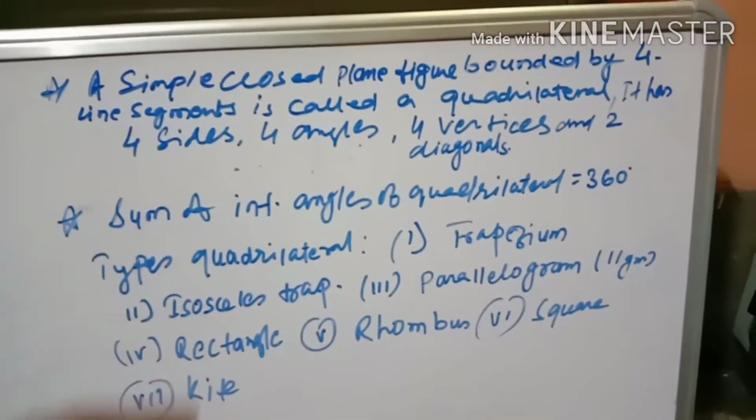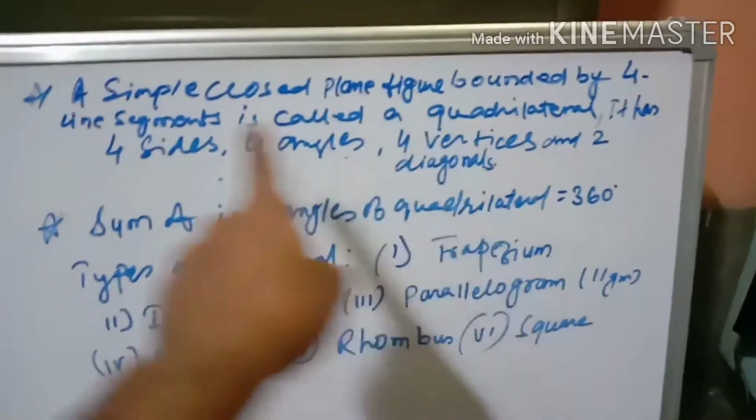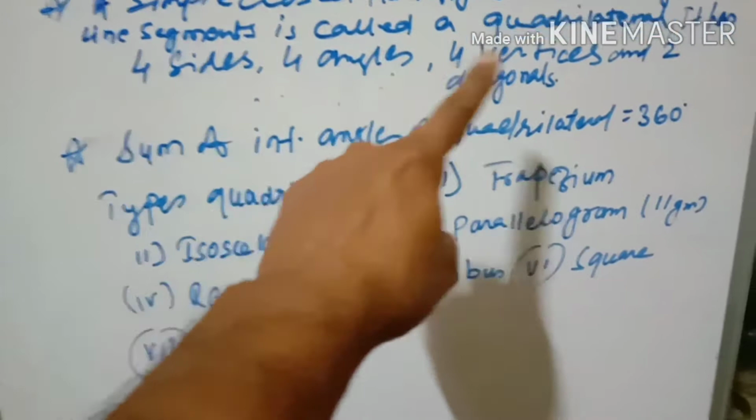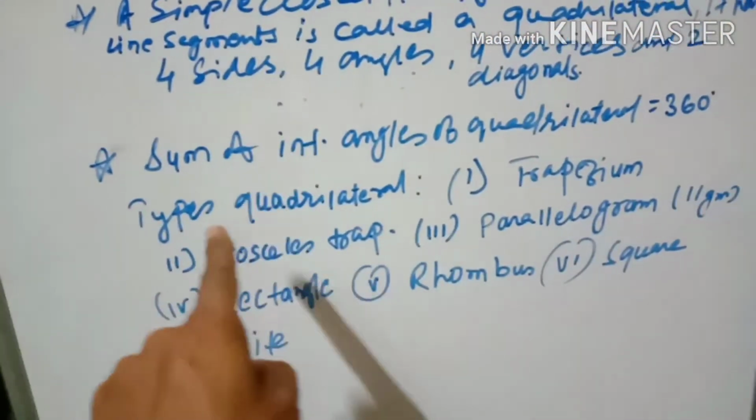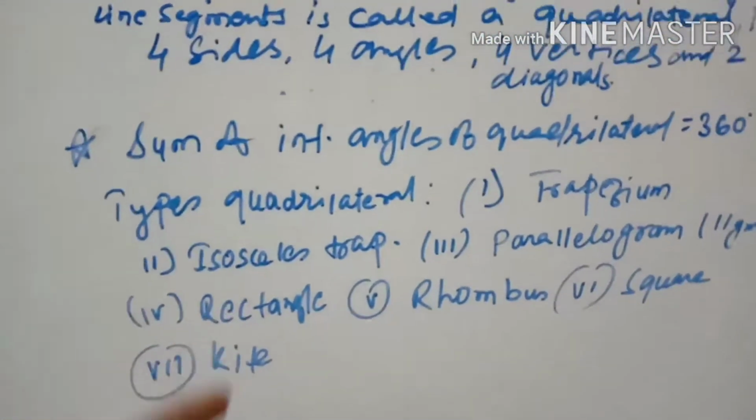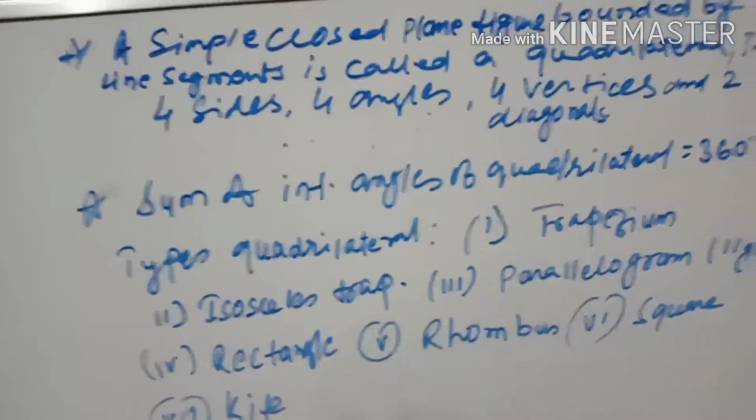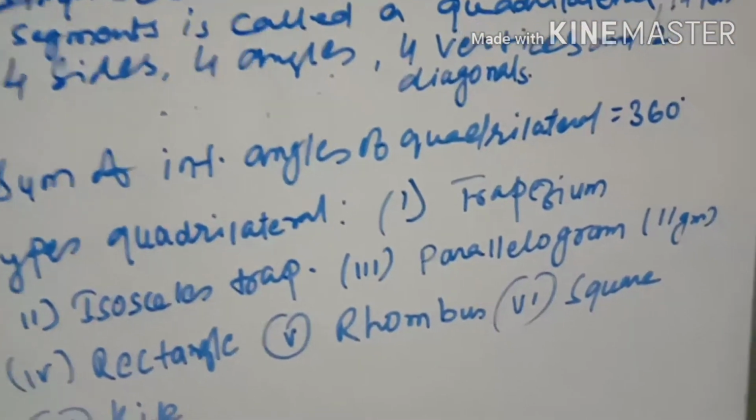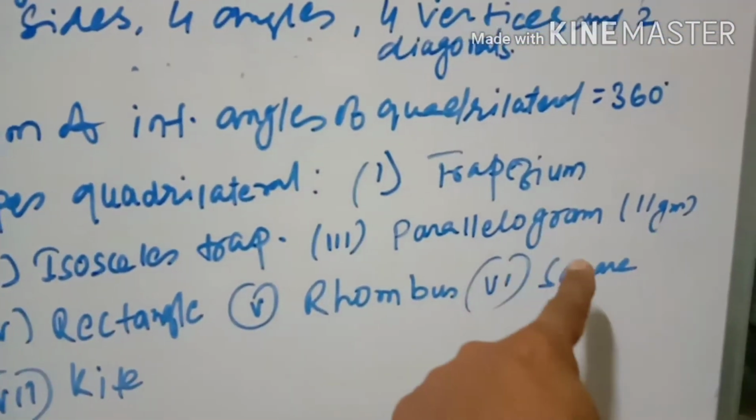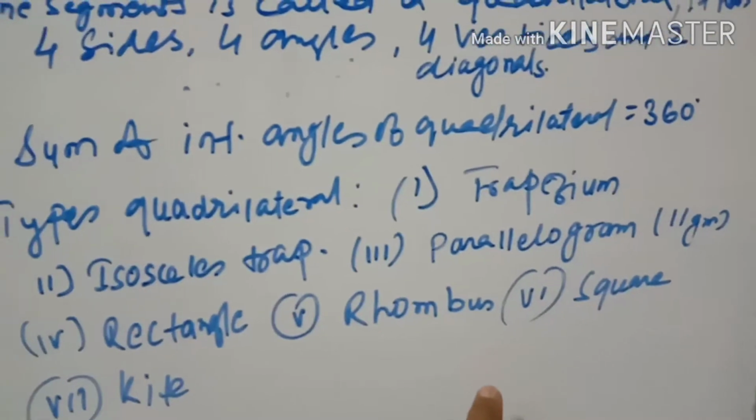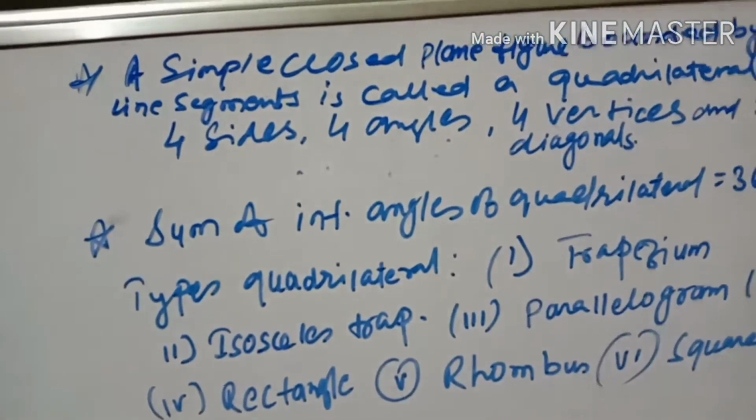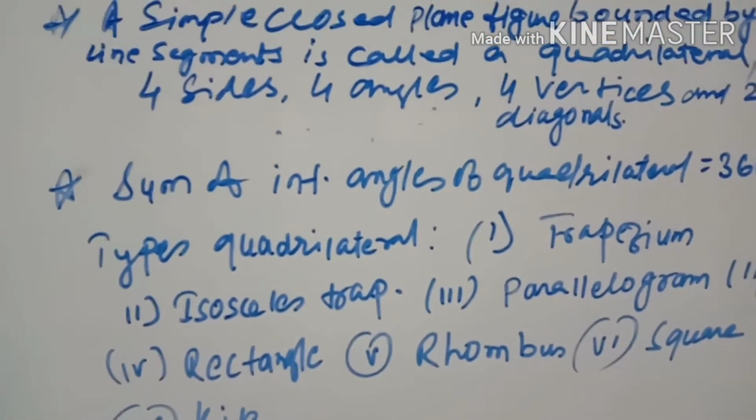A simple closed plane figure bounded by 4 line segments is called a quadrilateral. It has 4 sides, 4 angles, 4 vertices and 2 diagonals. The sum of interior angles of a quadrilateral is 360 degrees. Now I am going to say the types of quadrilateral, as we know from standard 8: trapezium, isosceles trapezium, parallelogram, rectangle, rhombus, square and kite. Now I am going to discuss a few properties related to rhombus, parallelogram, etc.